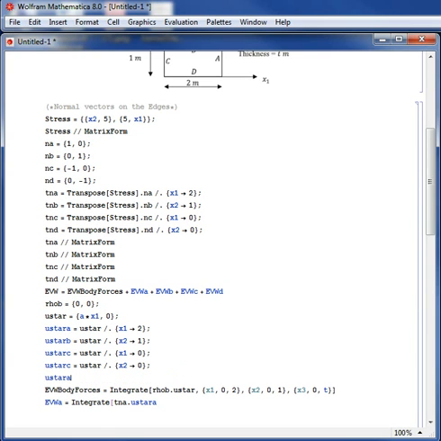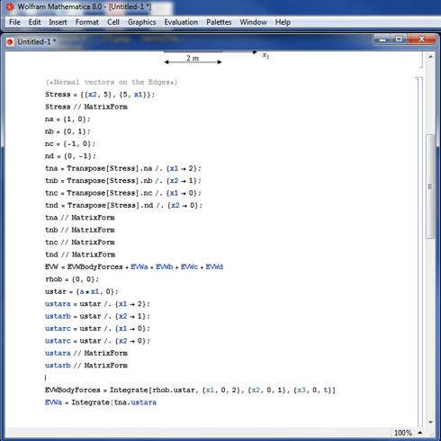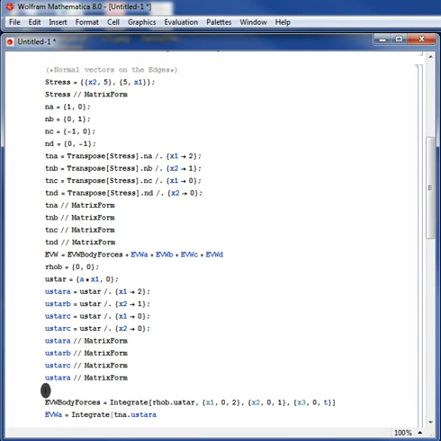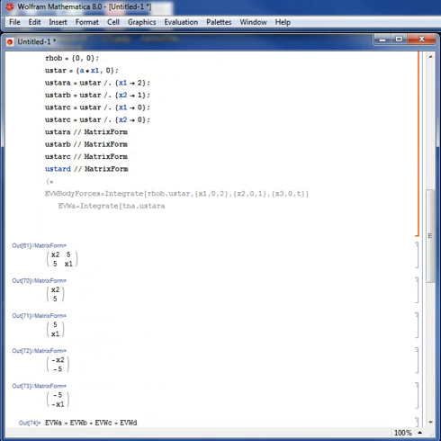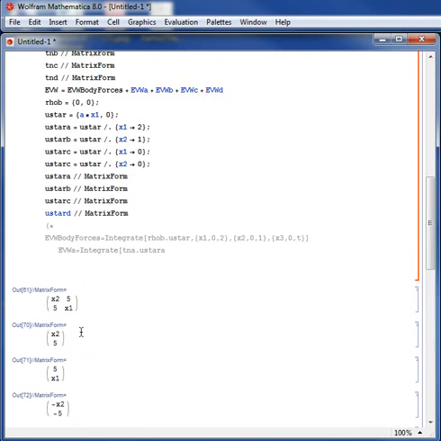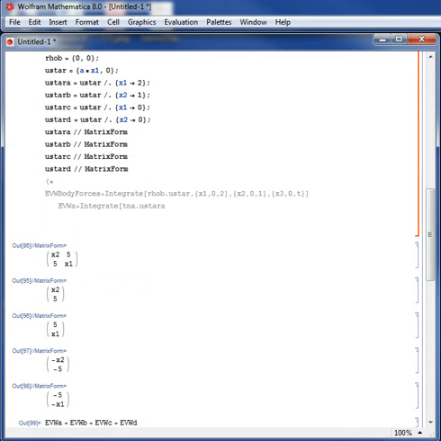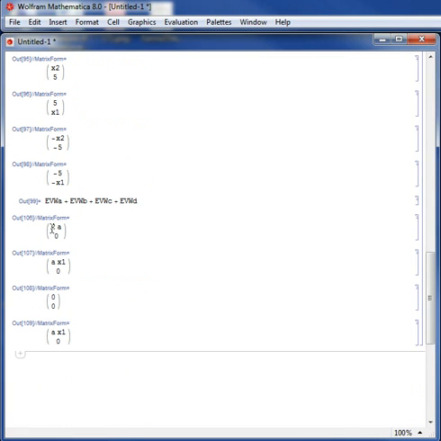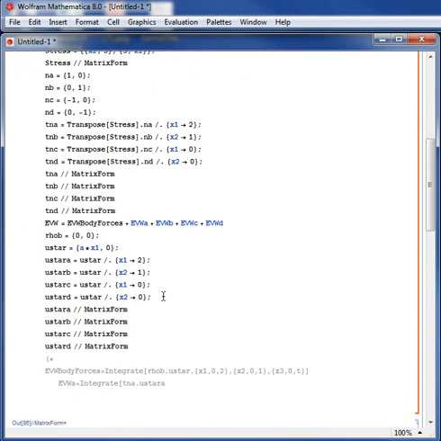U star A in matrix form, B, C, and D. Shift enter, and the displacement on each edge, the displacement vector on each edge, are given as 2a, ax1, 0, and ax1, 0. So these are the displacements on edge A, edge B, edge C, edge D.